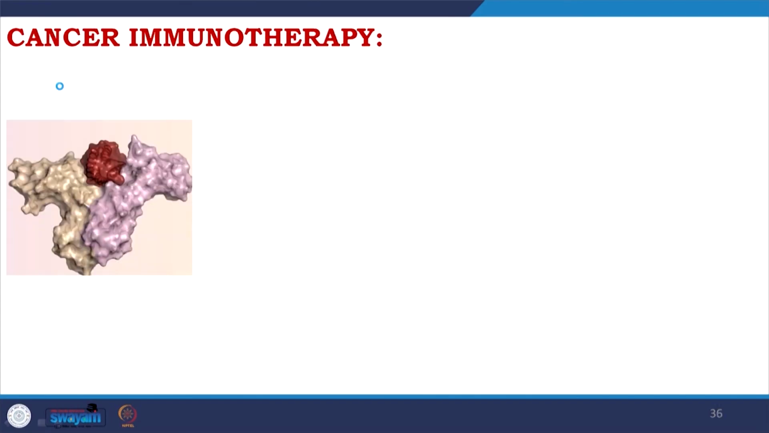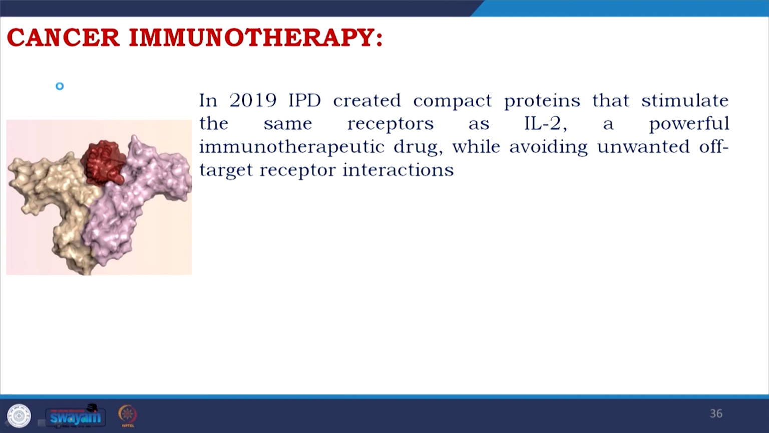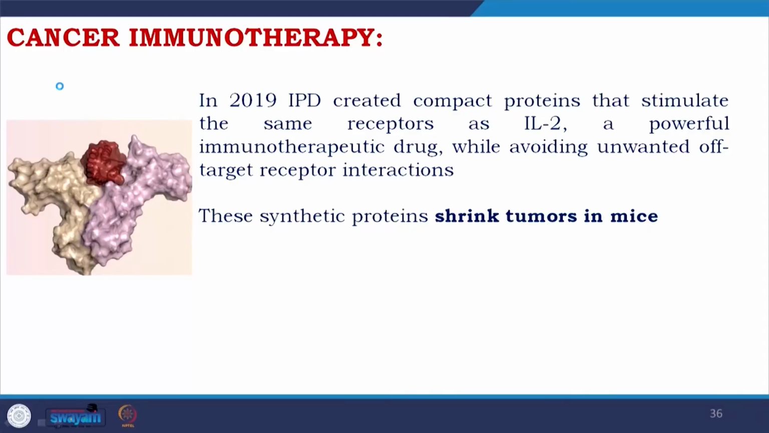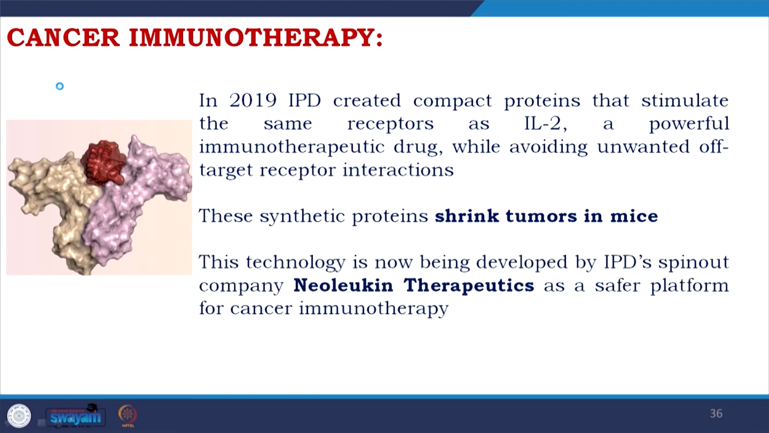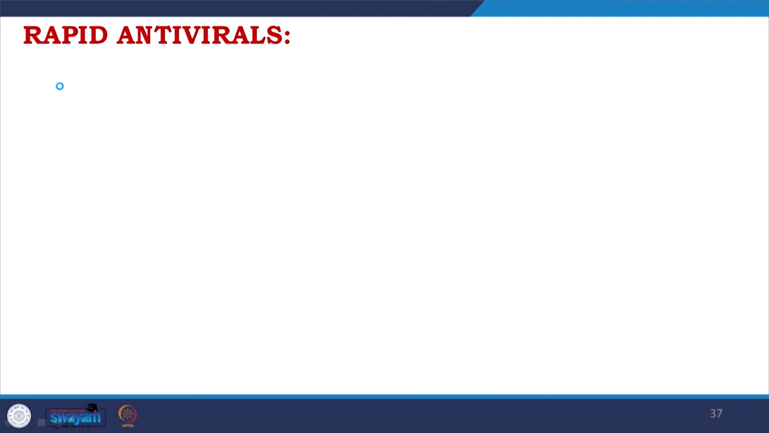Cancer immunotherapy. In 2019, IPD created compact proteins that stimulate the same receptor as IL-2, a powerful immunotherapeutic drug, while avoiding unwanted off-target receptor interaction. So, they make the natural immune attack more specific and get rid of the side reactions. These synthetic proteins shrink tumors in mice already. This technology is now being developed by IPD's spin-out company Neoleukin Therapeutics as a safer platform for cancer immunotherapy.